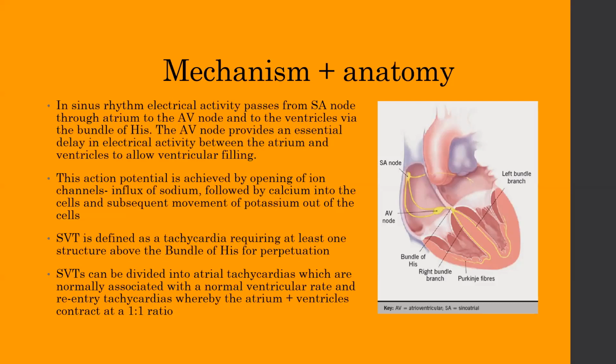So the definition of SVT is a tachycardia that originates in, and requires, a structure that's above the bundle of His, so basically within the atrium, to be perpetuated. The main way you can divide them is into atrial tachycardias, which normally involve a normal ventricular rate but you have tachycardia within the atrium, and then re-entry tachycardias, where you normally have a 1-to-1 ratio of the atrial and ventricle contractions.